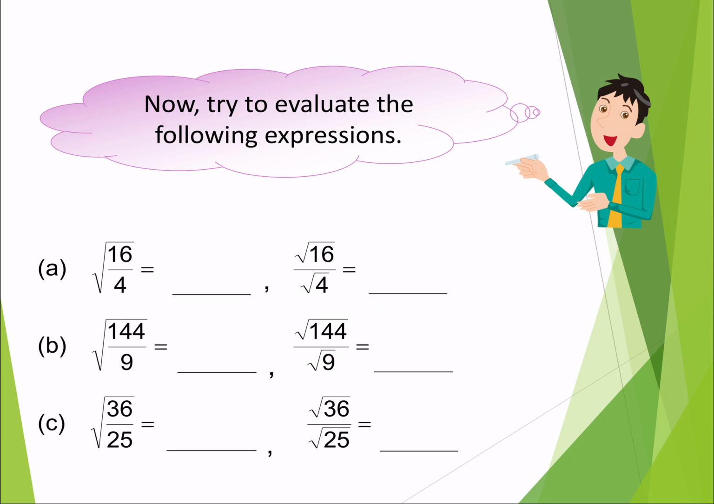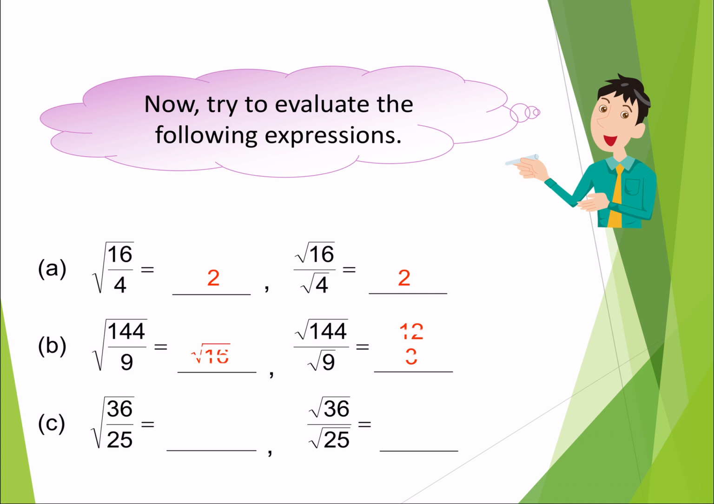Okay, now how about if it is a division inside a surd form, okay? Square root of 16 divided by 4. 16 divided by 4 is 4. So the left-hand side, part A left-hand side is square root 4, okay? And right-hand side, square root 16 is equal to 4. Square root 4 is equal to 2, okay? So are they equal? So both of them equal 2.